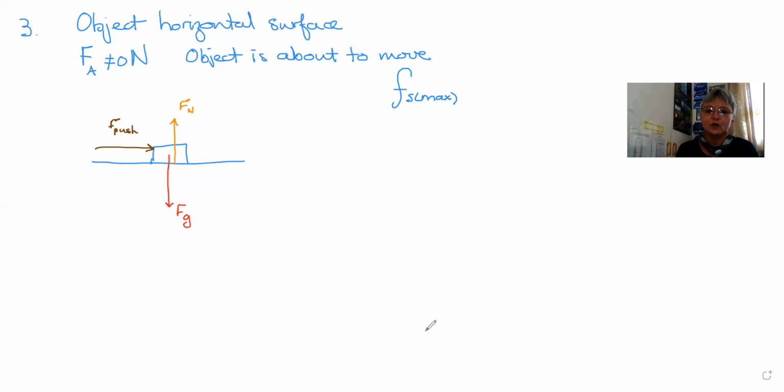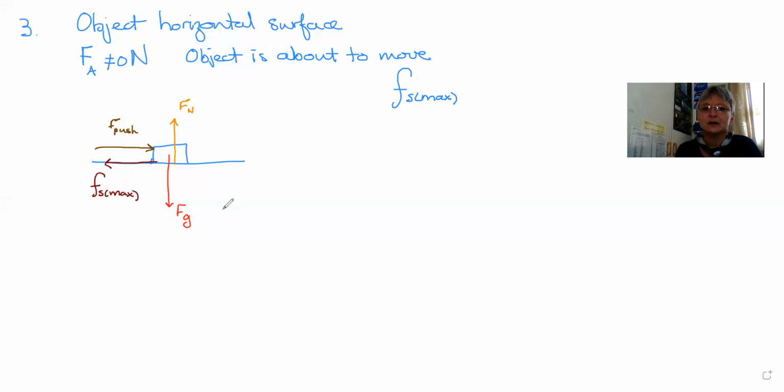The friction will oppose the force that pushes. It will oppose the intention to move. So the frictional force would act opposite the applied force, and in this case, it is the maximum static friction.